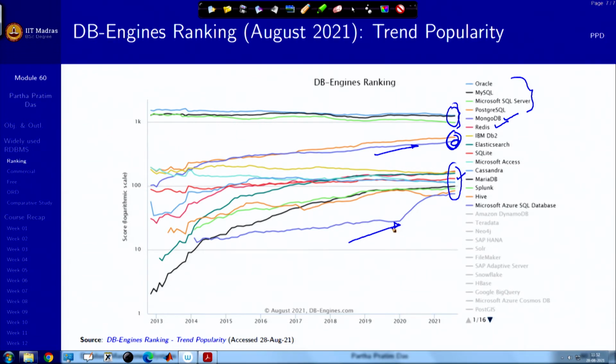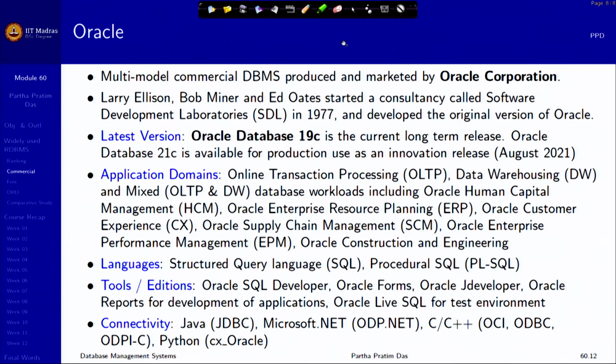So, just keep on tracking, you will know what is happening in this space and what would be the appropriate things to learn further. Now, in the next couple of slides what I have presented, I am not going to discuss through them except for one or two. I present the basic information about these top proprietary as well as free databases.